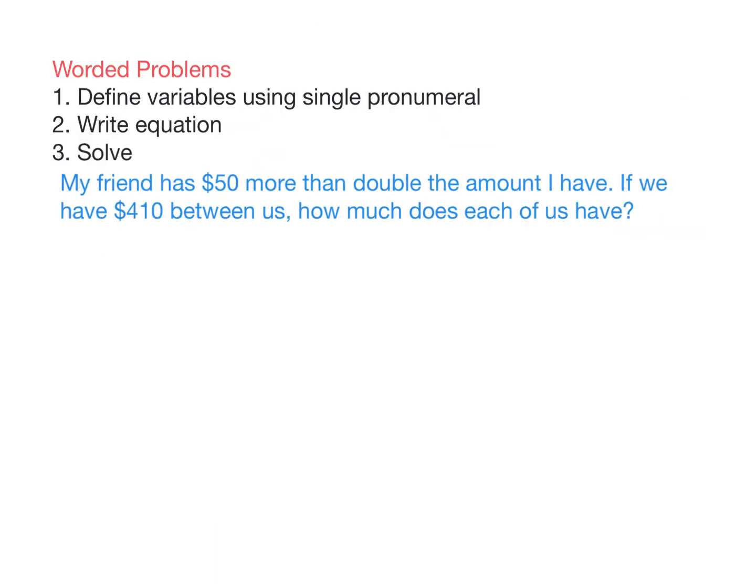So let's solve this worded problem. My friend has 50 more than double the amount I have. We have 410 between us. How much does each of us have? So we're going to follow these steps here. The first step says define a variable.